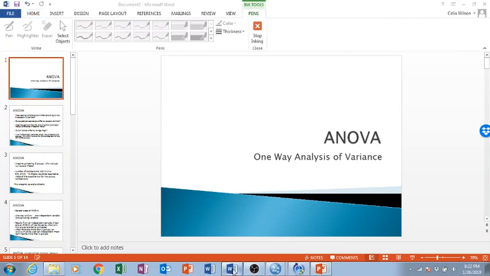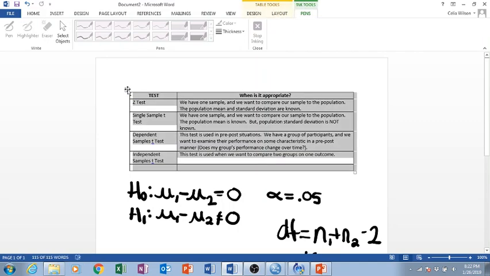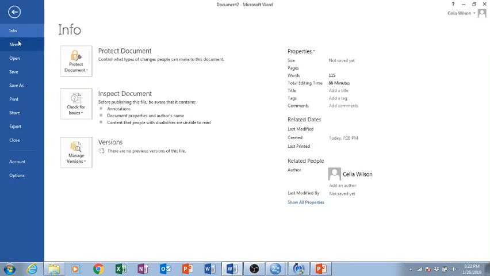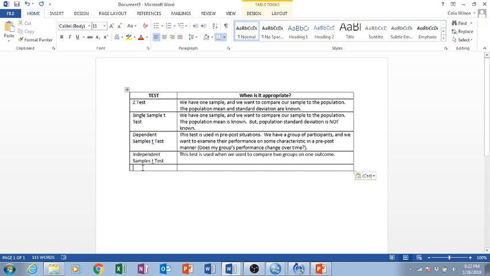So let me go to our chart and put this last one. You have to excuse my writing from before. All right, in our chart, I'm going to put ANOVA. That stands for Analysis of Variance, so we will be analyzing the variance between and among some samples. This test is used when we want to compare two or more groups on one outcome.